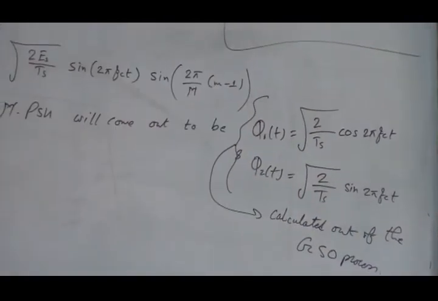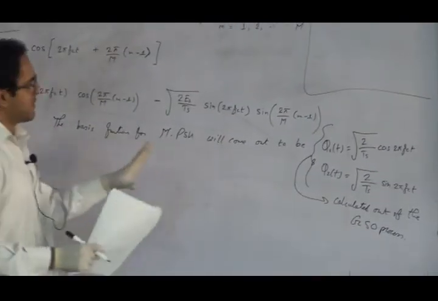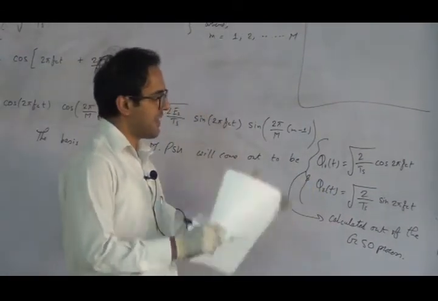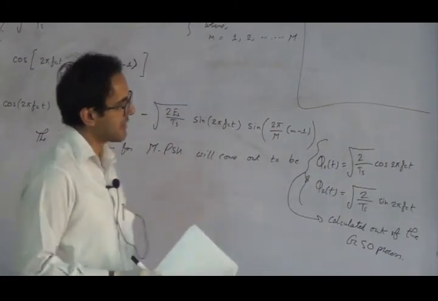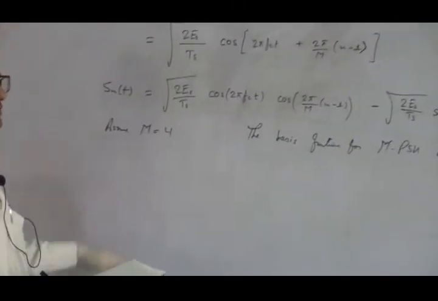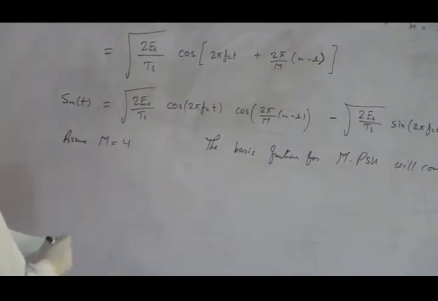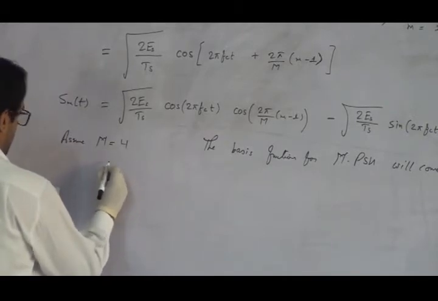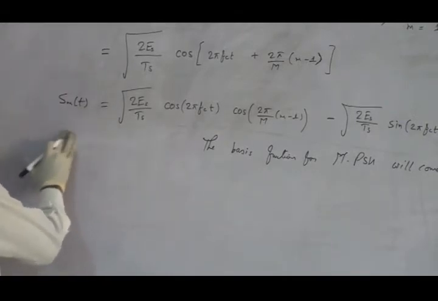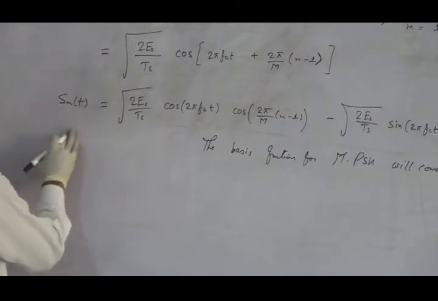Right? And I guess I gave you one assignment in which you are asked to compute the basis functions of the two sinusoids, and you end up getting the two basis functions like this. So let's express Sm of t in terms of the basis functions and then expand the 4 signals and see how the expressions look.